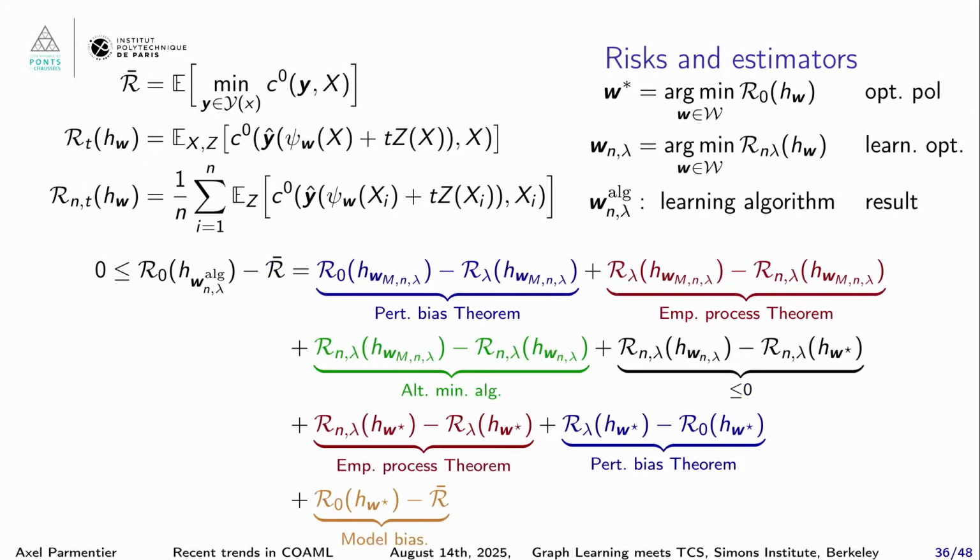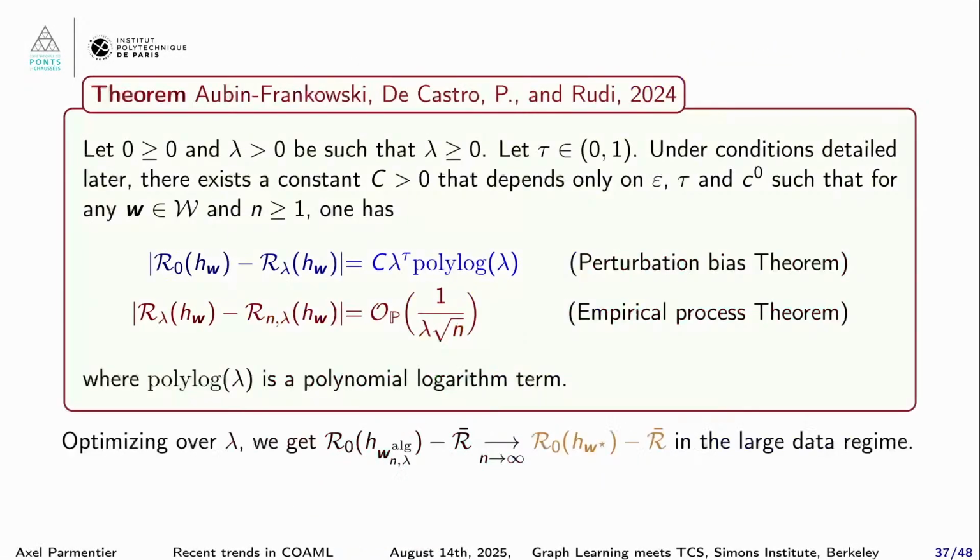optimization in the algorithm you use to solve your empirical risk minimization, the alternating minimization algorithm. I've explained before that for this we show that we can drive it to 0. And using a statistical learning approach, we can bound the two other parts. In other words, if you optimize over the constants, you can show that in the large dataset regime, you converge to the best policy that is encoded by your neural network.